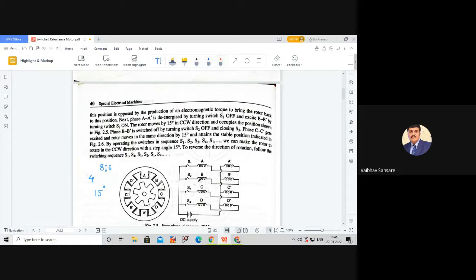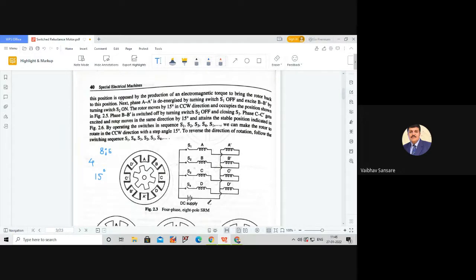So these AA dash, BB dash, CC dash and DD dash are the 4 phases of the stator for the SRM, which is in an 8 by 6 configuration. Now we energize these four phases with the DC supply through semiconductor switches, which are shown in the switching circuit of this SRM. So four semiconductor switches are present. One semiconductor switch is there for each phase.